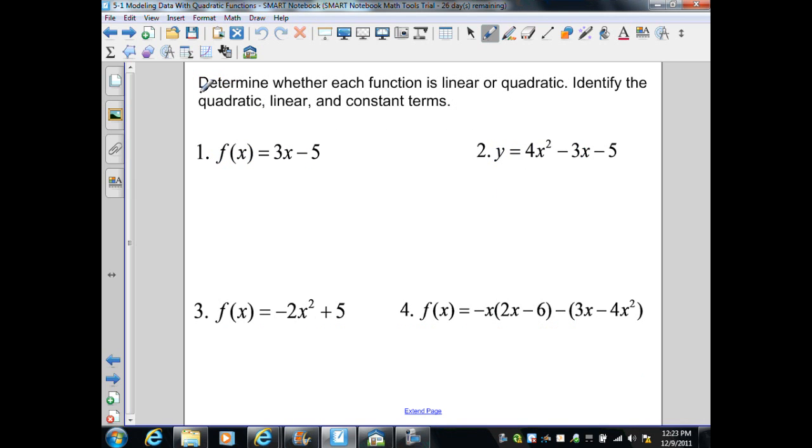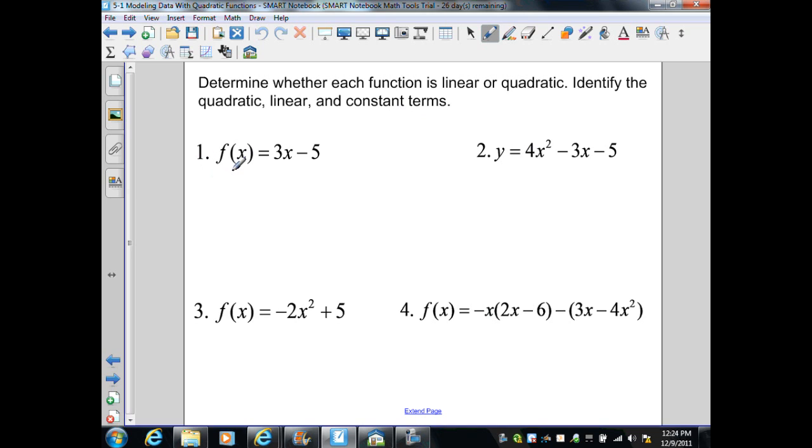The first example asks us to determine whether each function is linear or quadratic. Recall, a linear function has a variable with an exponent of 1 and a possible constant attached to it. A quadratic function has a variable with an exponent of 2 with a possible linear term or a constant term attached to that. Once we identify what we have, we want to identify the quadratic, linear, and constant terms.